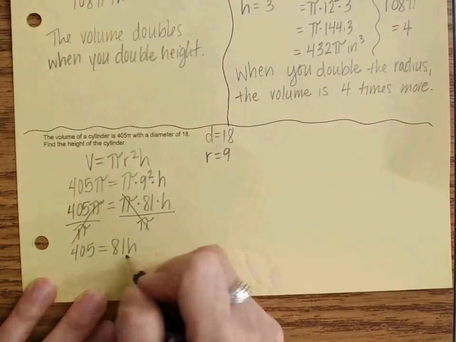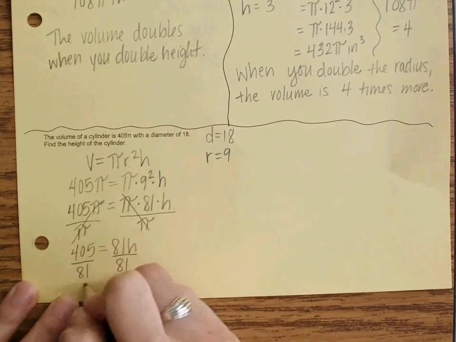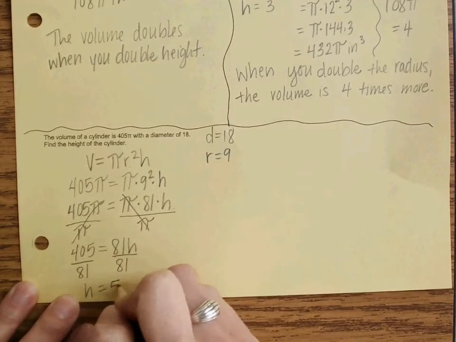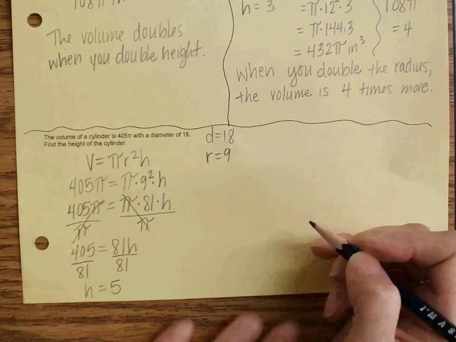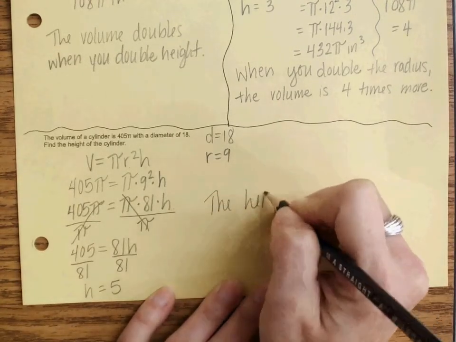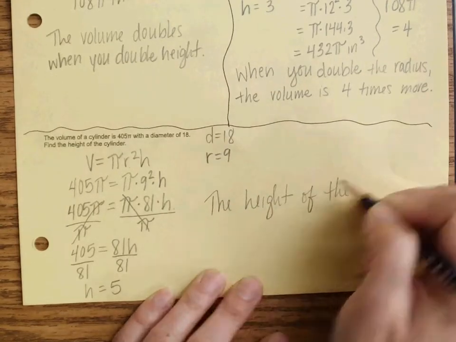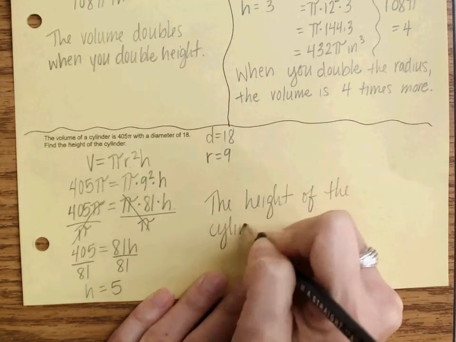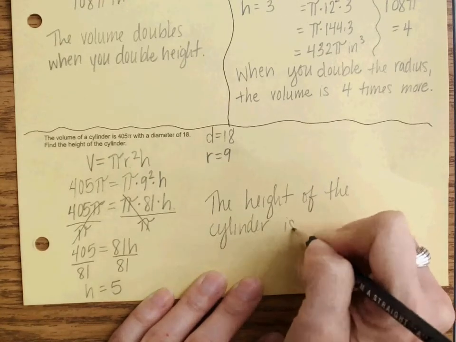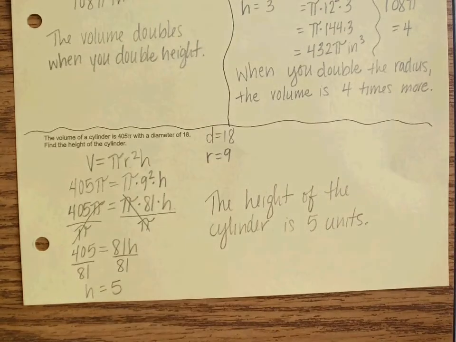To keep solving for h, we're going to divide both sides by 81. So I have h is equal to 5. And let's write this out, that the height of the cylinder is 5 units. Okay, let's go ahead and flip this over to the back.